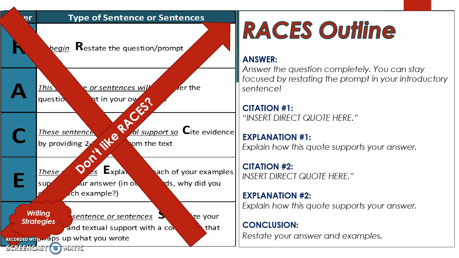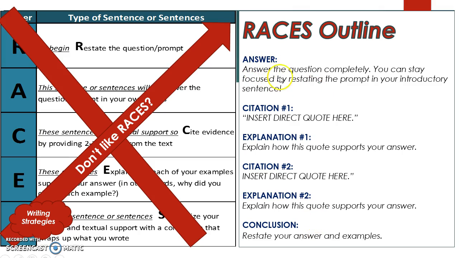If you don't like the RACES, if you find it challenging or difficult, or it's not a writing strategy that's working for you, try the RACES outline. Simply create headings: answer, citation number 1, explanation number 1, citation number 2, explanation number 2, and conclusion. If you build this outline, then you can go through and just plug in your answers. You can go and format it into paragraph format later, but at least this way you can make sure you've completed the structure of a well-written analytical essay.